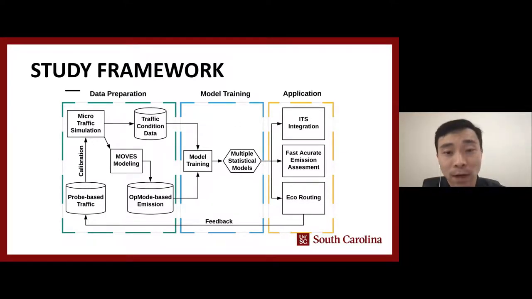Then I will develop several statistical models to explore the relationship between vehicle activity and vehicle emission. And finally, once the model is established, it can be used in applications, mainly to quantify the environmental impact of various transportation strategies, or routing or management strategies.